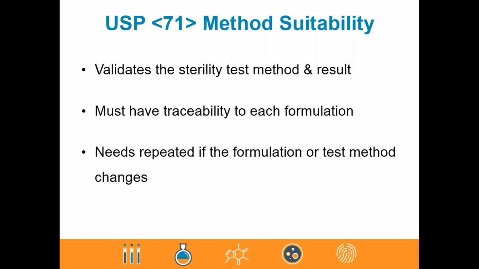Okay, so the method suitability, when you think method suitability, just think validation of the sterility test method. That's the simplest way to put that. So if you validated the test method itself, then you've therefore validated the sterility test result. So you must have method suitability for USP 71, and you have to have it for every formulation. So keep that in mind. There's that traceability to each formulation. So the easiest way to do that is by making sure all of your products have a formulation identification number.